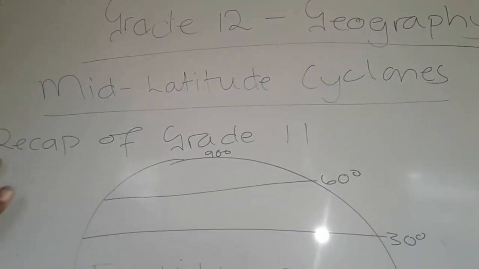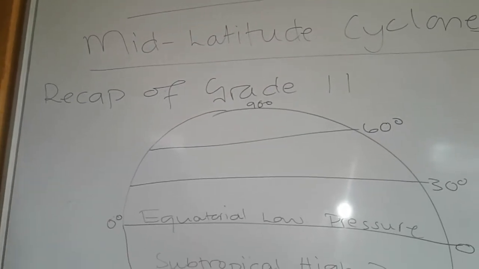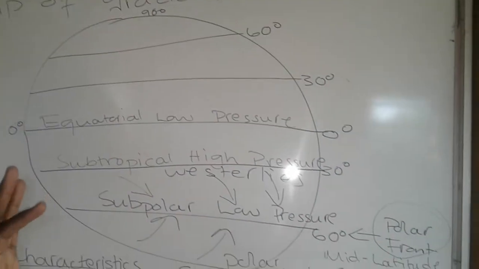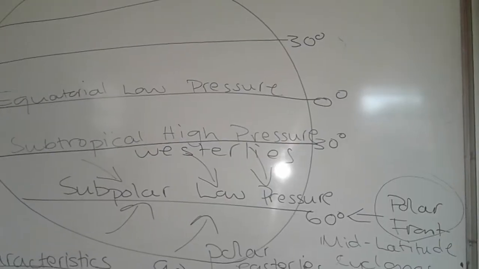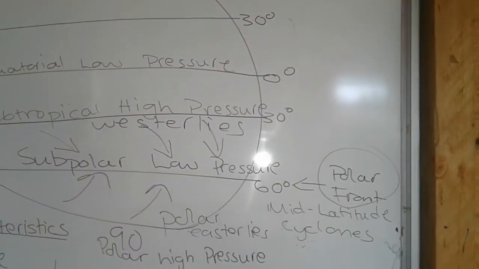And we always need to go back to our grade 11 geography. We need to know our pressure belts. Remember our four main pressure belts in grade 11. We said they influence the weather systems on the Earth's surfaces.